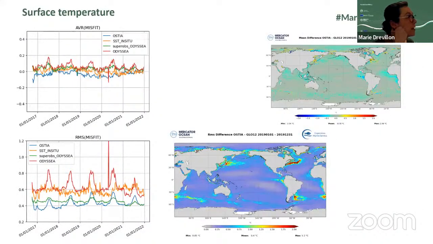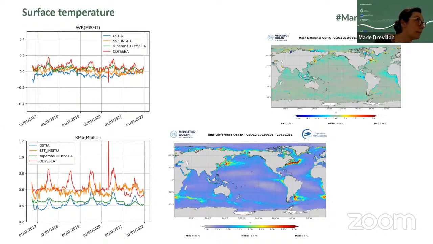So now I show you some validation results to give you an idea of the overall quality of the system. What you see here, the lower map, is a root mean square difference between the OSTIA SST analysis and the Mercator Global Analysis and Forecasting System, which is called here GLO12. This is for 1 year in 2019. And you can see that the errors are really below, let's say, 0.3 degrees in most of the ocean.